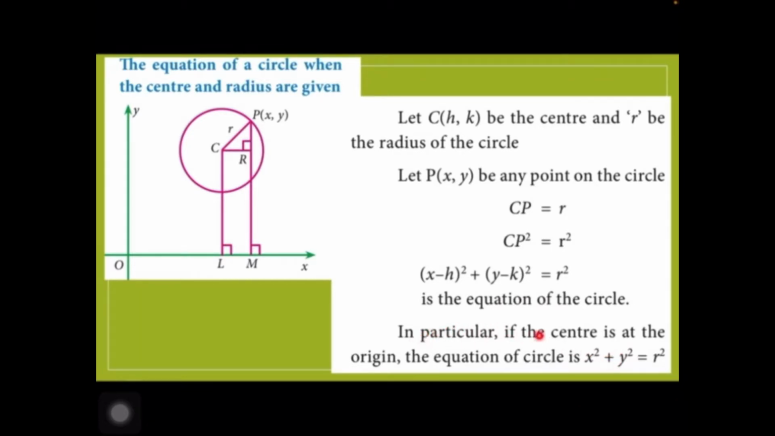In particular, if the center is at the origin, the equation of the circle is x square plus y square is equal to r square. If the center is at the origin, that means the coordinates are 0, 0, so h and k are 0. So, x minus 0 the whole square plus y minus 0 the whole square, that is x square plus y square is equal to r square, and it is the equation of the circle if the center and radius are given.